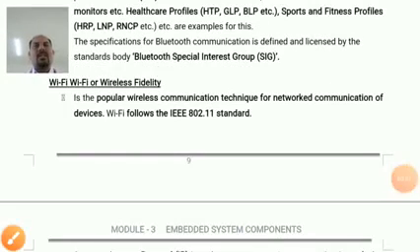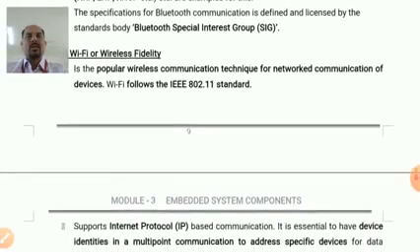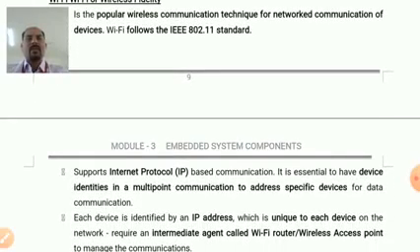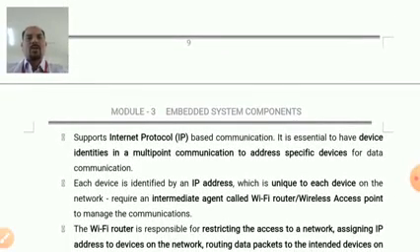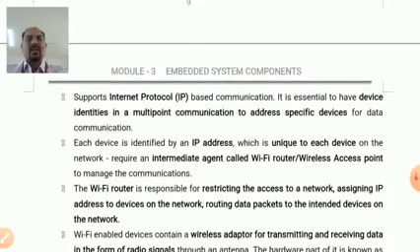I will discuss the next type of communication interface, Wi-Fi, that is wireless fidelity. It is the popular wireless communication technique for the networked communication of devices, which follows the IEEE 802.11 standard. It supports Internet Protocol, essential to have device identities in a multi-point communication to address a specific device.